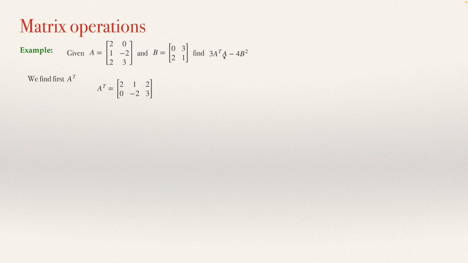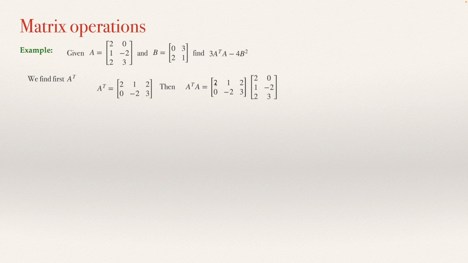A transpose times A. So then A transpose will be first. The transpose needs to be first. Remember that matrix multiplication is not a commutative operation, so you will need to be careful with the order. A transpose will be first, then A second, and you multiply the rows of the first matrix by the columns of the second matrix.